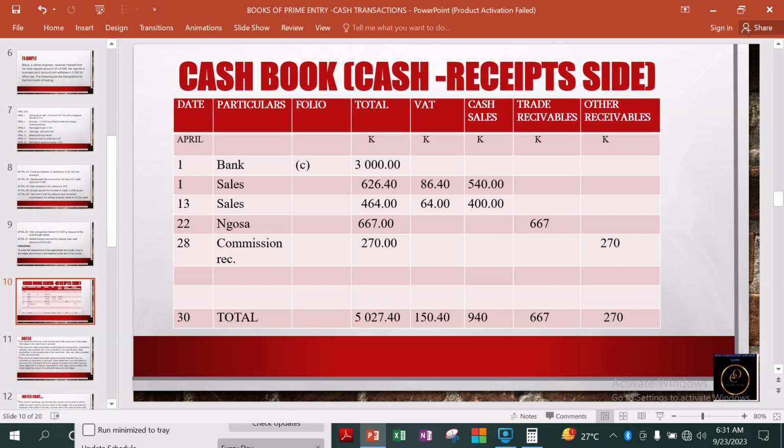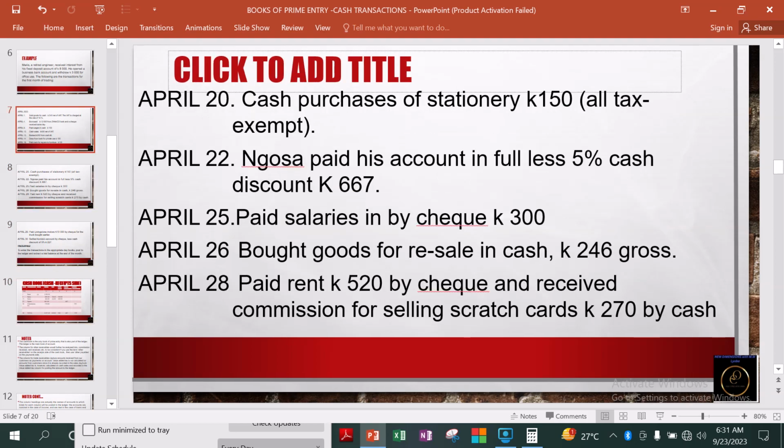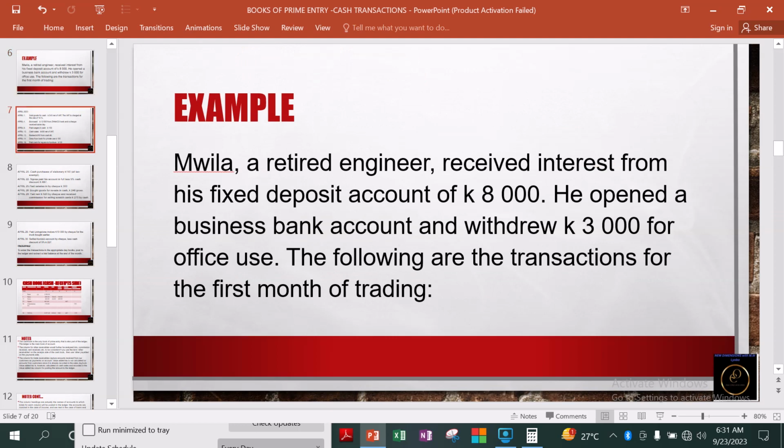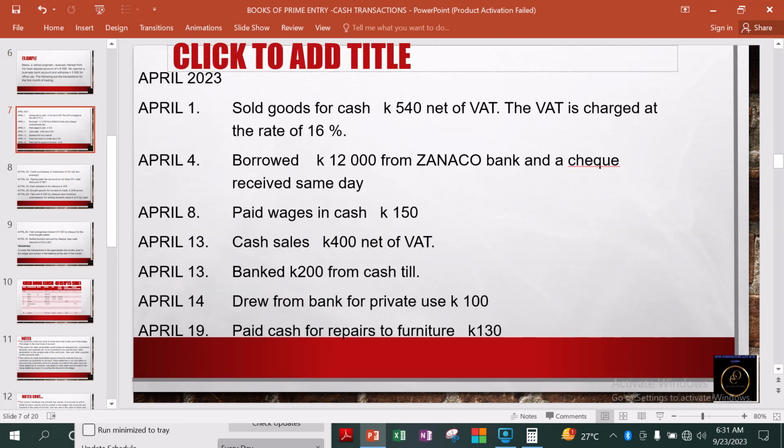Let's get back and see what happens to the next transaction date. The next transaction date, April 4th, indicates that 12,000 kwacha was borrowed from Zanaco Bank and the check received the same day. So what is involved there is a bank. So the bank got affected. We go and see the bank receipt side.